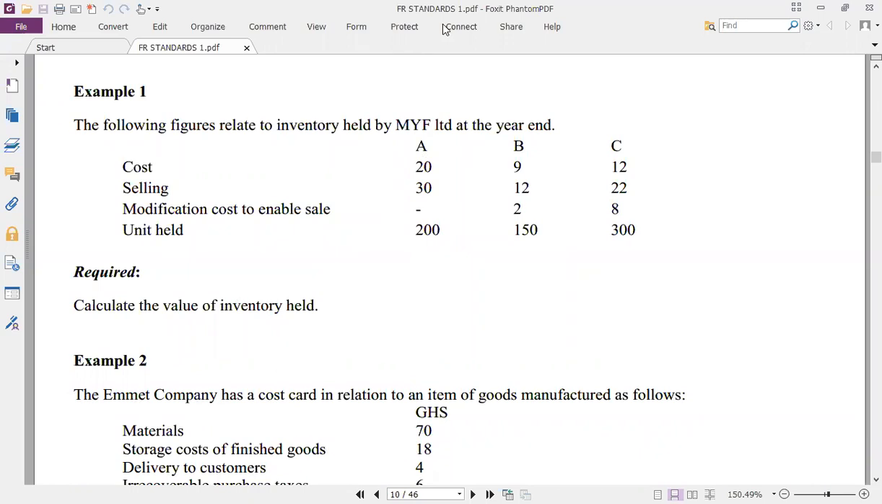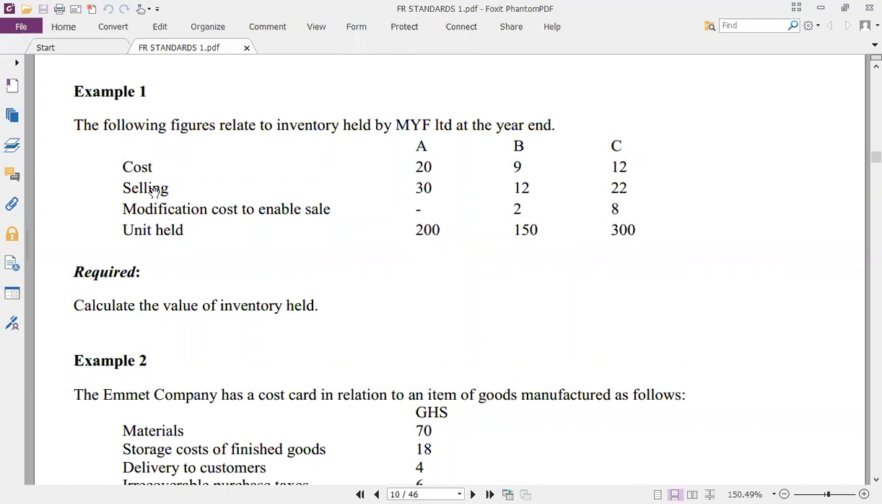So when I give you the question, you have to determine whether it's a subsequent measurement or the initial measurement. Initially, inventory must be measured at what? At cost. Subsequently, the lower of cost and what? Net realisable value.